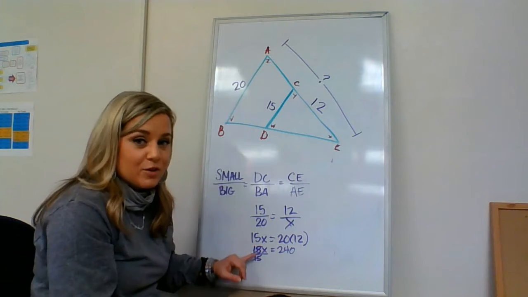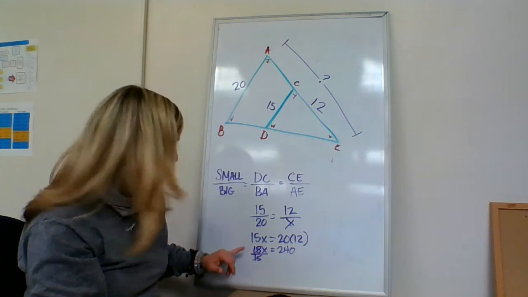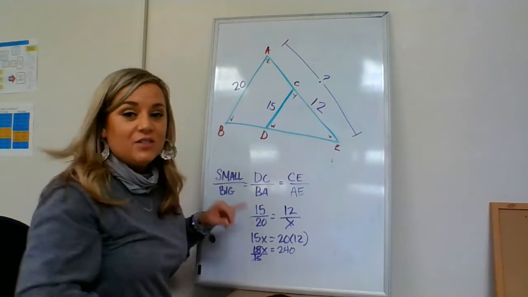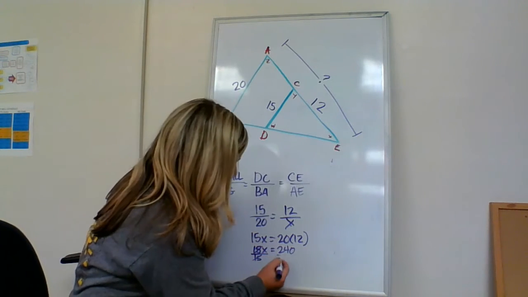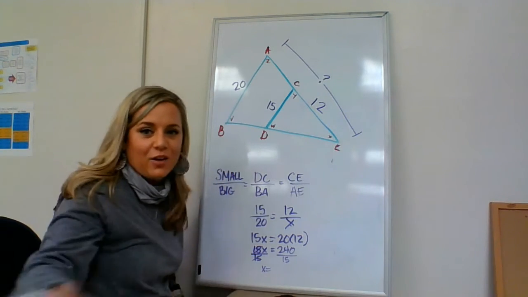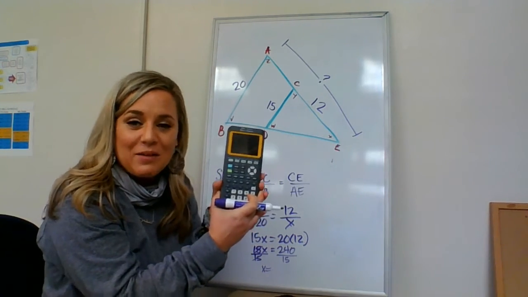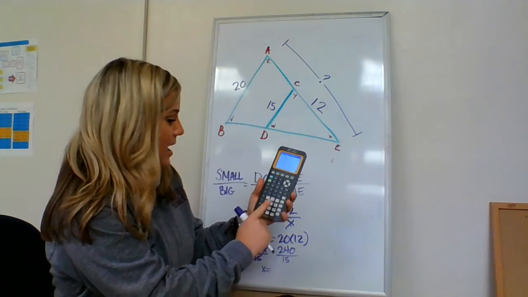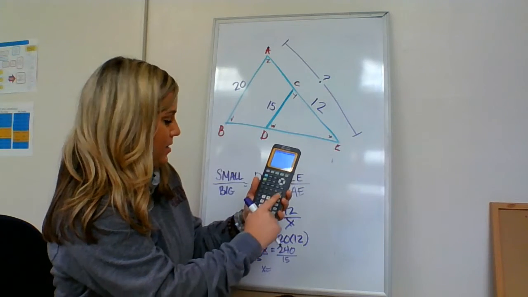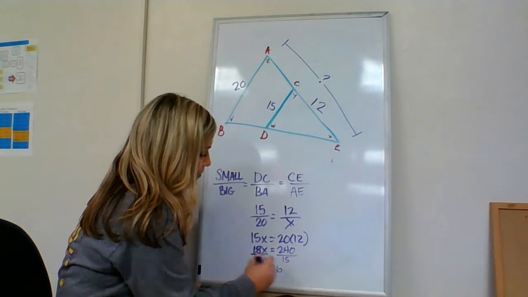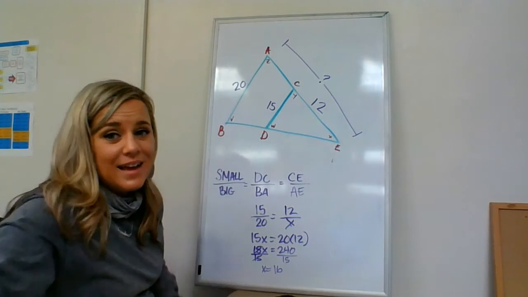Now, here's the golden rule in algebra. What I do to one side, I've got to do to the other. So since I divided this side by 15, I've got to divide this side by 15. And this is where our handy calculator comes in to help. So thanks, Ray. I'm going to turn it on, and I'm going to type in 240 divided by 15, bam, 16. Okay? But I'm not done.